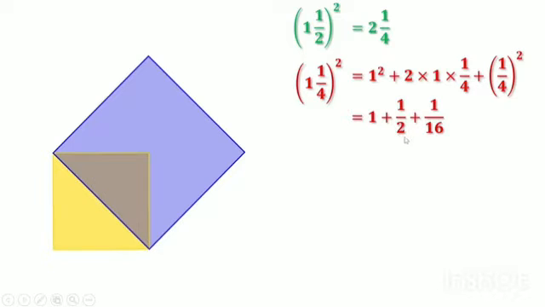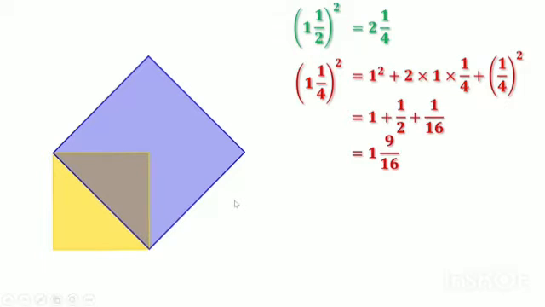When we multiply this 2 by 8, we get denominator 16. So we have to multiply the numerator also by 8. That means 1 by 2 can be written as 8 by 16. 8 by 16 plus 1 by 16 is 9 by 16. 1 plus 9 by 16 is 1 9 by 16. Clearly this is less than 2. That means the side of the large square cannot be 1 1 by 4.